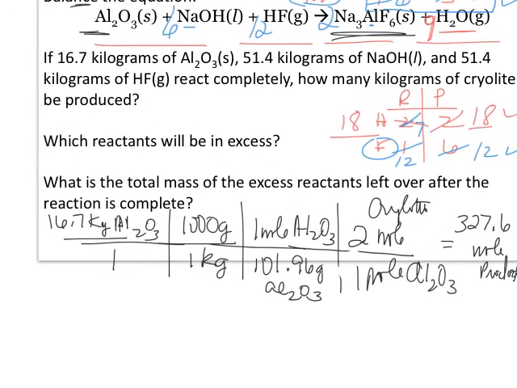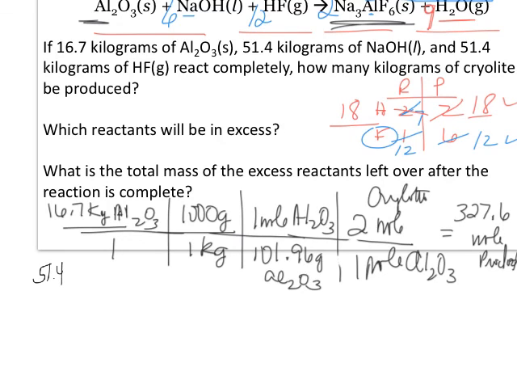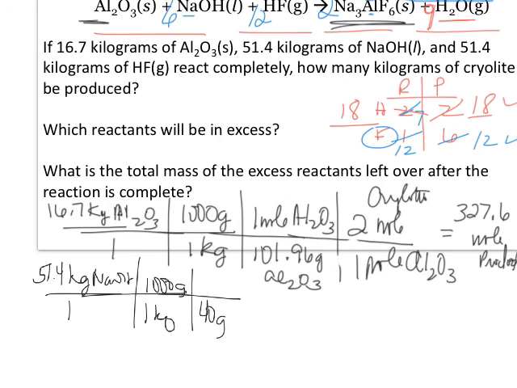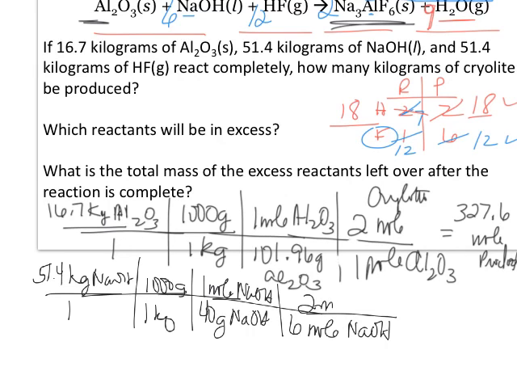And we have to do this with the other 2 reagents. So we're going to do 51.4 kilograms of sodium hydroxide. And then for 1 kilogram, we have 1,000 grams. And what's the molar mass of sodium hydroxide? Sodium hydroxide is 40 grams for 1 mole of sodium hydroxide. And look at the balanced equation: for 6 moles of sodium hydroxide, how many moles of product? 2 moles of product. And when you put this in your calculator, you will get 428.3 mole of product. So we know this is not our limiting reagent, isn't it?